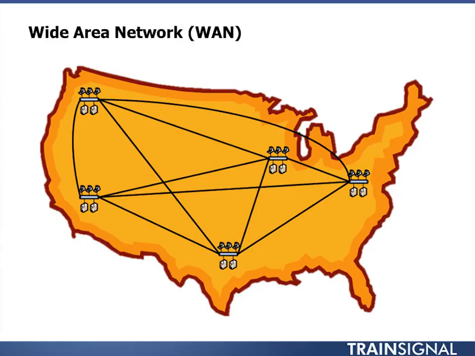The example I have here is a picture of the United States, and I did my best to put some offices. Looks like I have one in Chicago, one in Dallas, one in New York, one in Los Angeles, and one in Seattle, I'm guessing. And the idea is you now have those offices all connected together, communicating with one another. That's a wide area network.